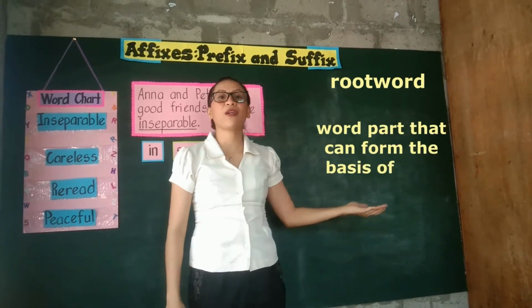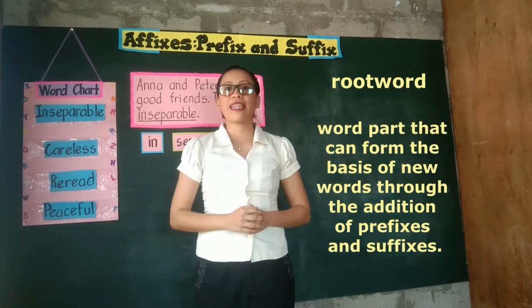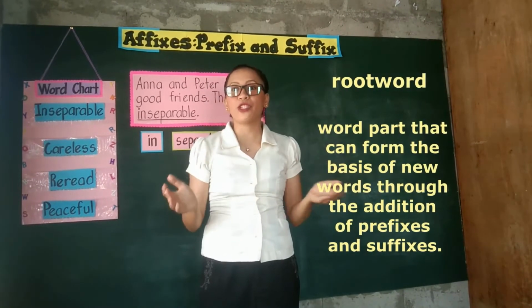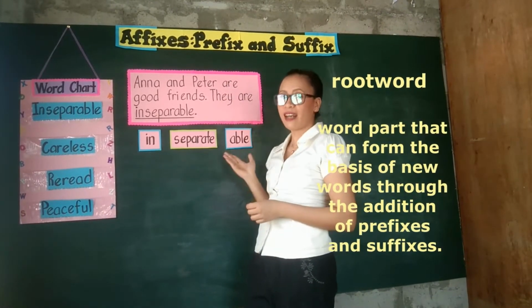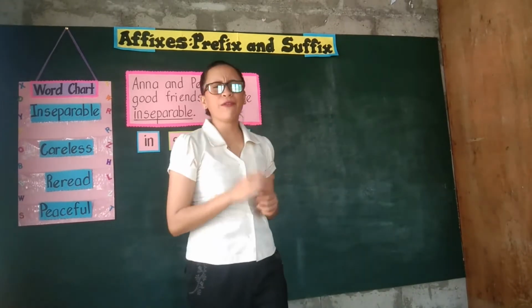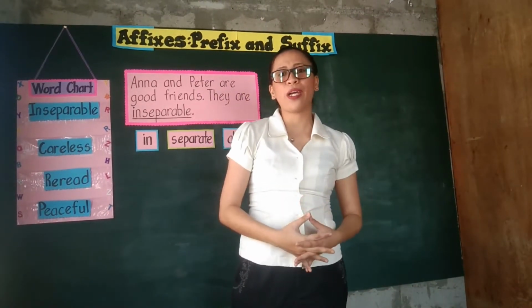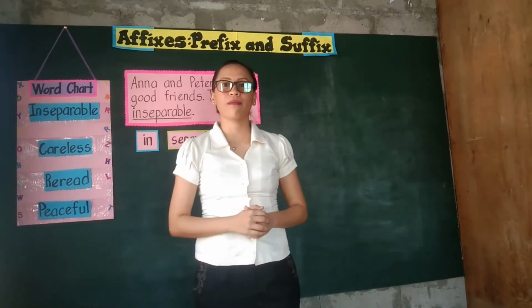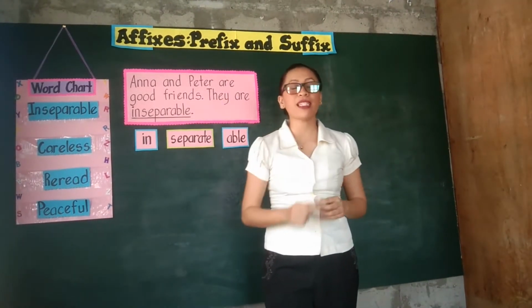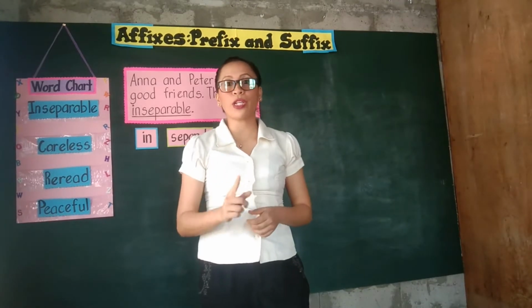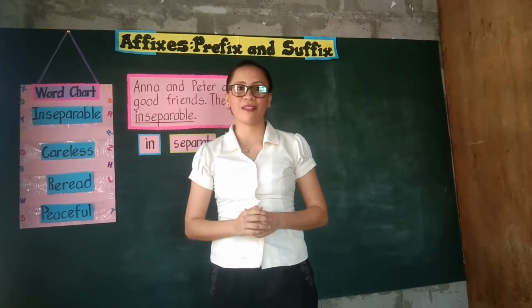A root word is a word or word part that can form the basis of new words through addition of prefixes and suffixes. Many of the words that we use in our daily language come from a root word. And once you pull off or remove any prefix and suffix, the root word is usually what remains.